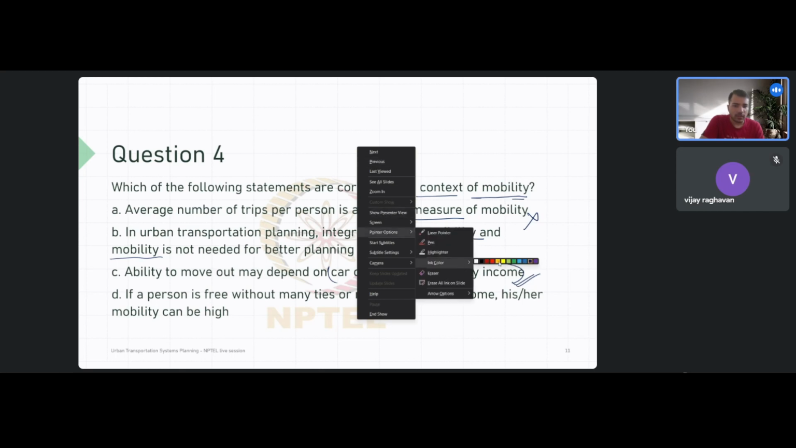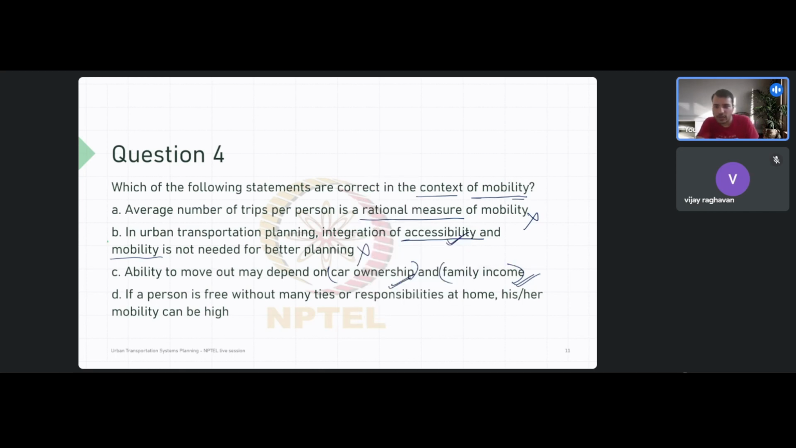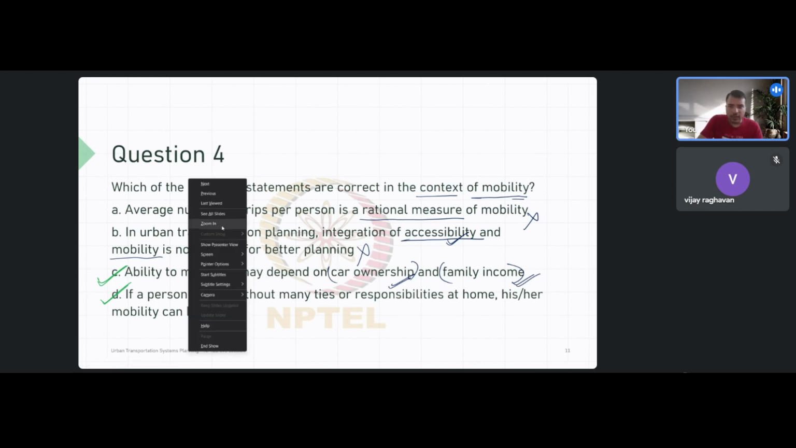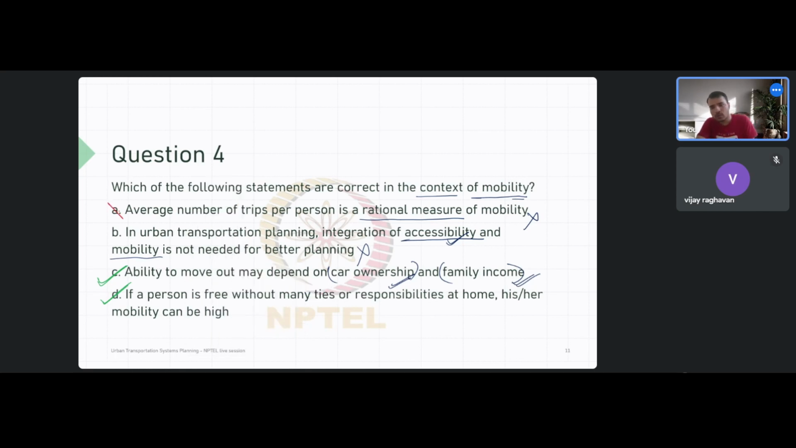So let's take the correct options first. So which of the following are correct? So C is correct. D is correct, because car ownership is there, family income is high, so ability to move out will be high. Then the person is free, does not have commitments at home or office. He can make more trips. He can then go to far places. So mobility will indirectly increase. So C and D are correct. A and B we can remove. Those are not correct.